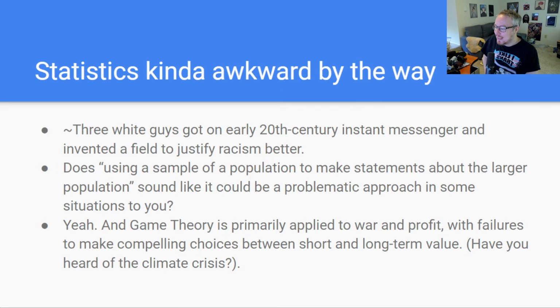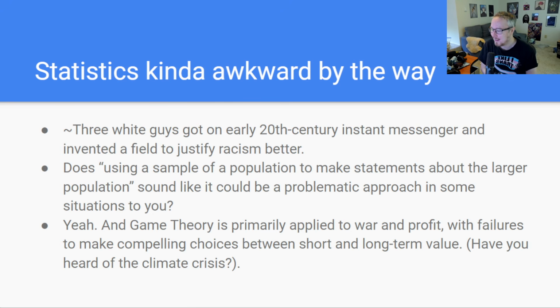Yeah, statistics is kind of awkward. Three white guys got on early 20th century instant messenger together and invented a field to justify racism better. Does using a sample of a population to make statements about the larger population sound like it could be a problematic approach in some situations to you? Like white people doing things in the late 19th, early 20th century, maybe.